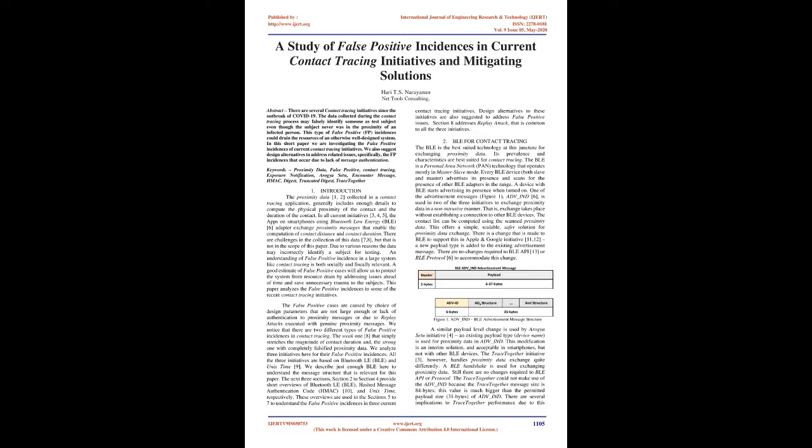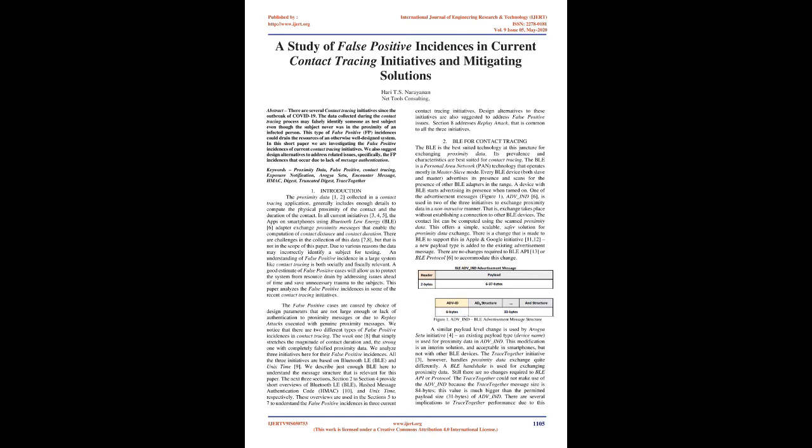1. Introduction. The proximity data [1-2] collected in a contact tracing application generally includes enough details to compute the physical proximity of the contact and the duration of the contact. In all current initiatives [3, 4, 5], the apps on smartphones use Bluetooth Low Energy, BLE [6]. Adapters exchange proximity messages that enable the computation of contact distance and contact duration. There are challenges in the collection of this data [7, 8], but that is not in the scope of this paper.